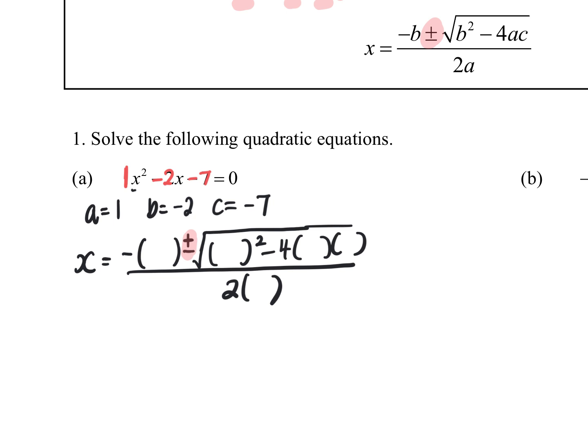Okay, so now let us plug in our values. B is the number negative 2. Notice negative 2, so must remember put the bracket. And this one over here is negative 2 whole thing square, minus 4 times 1 times negative 7. Now it's also important to put this bracket, whole thing square.